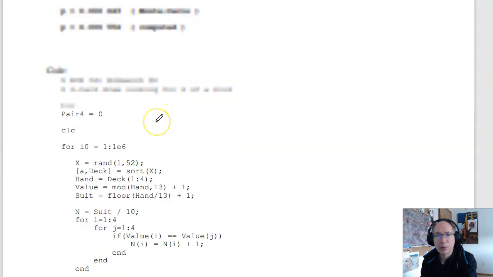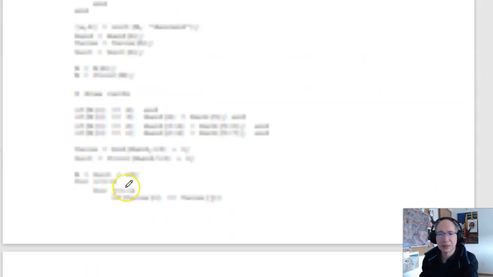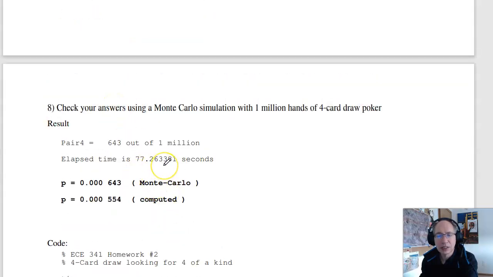I ran it for 1,000,000 times, and what I wound up with is 0.000643, or 643 4 of a kinds out of 1,000,000 hands. Calculated was 0.000554. Yep, fairly close. And that's the advantage of Monte Carlo. Knowing nothing about combinatorics, I can calculate the odds roughly. The advantage of combinatorics is I can get there exactly, and it doesn't take 1,000,000 hands. So even after 1,000,000 hands, it's not exact. And 1,000,000 hands took 77 seconds to run. So that's homework set number 2 for ECE 341.